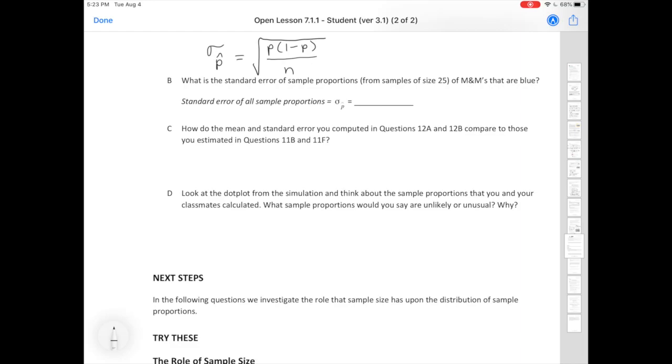So what would that be in our problem? Well, the sample size is 25. Remember, we had 25 M&Ms in each cup, so that's going to go on the bottom. P is equal to 0.24. So all I'm doing is replacing the p with 0.24, and my sample size, n, is equal to 25. And I do want to demonstrate putting this in the calculator just so that you guys can see how to do this on your own.